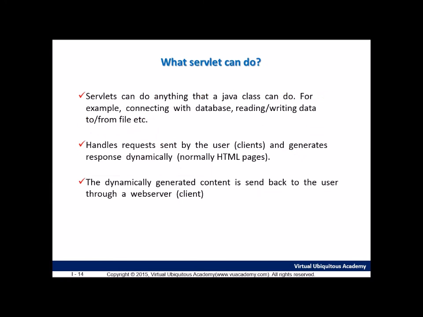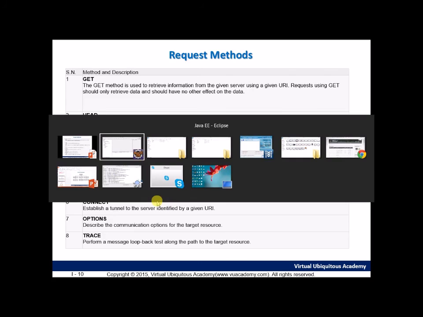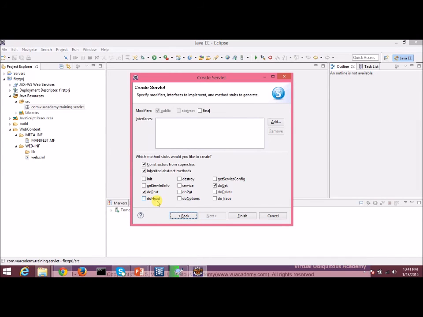Here we have doGet, doHead, doPost, doPut, doDelete, doConnect, doOptions and doTrace. By default, two are selected here: doGet and doPost. I told you earlier that only these two are common. We use only these two, doPost and doGet.